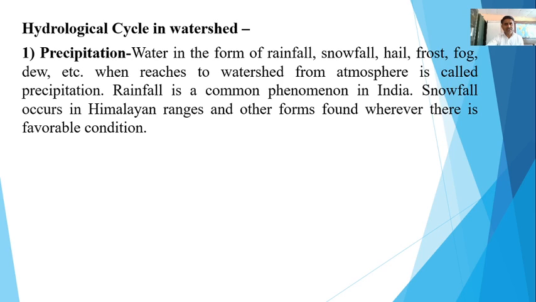First one is precipitation. As you know, precipitation is nothing but rainfall, snowfall, hail, frost, fog, dew, etc., when it reaches the watershed from the atmosphere, and it is a common phenomenon in India. Somewhere there is snowfall, somewhere rainfall, somewhere dew, somewhere fog, somewhere frost. But in India, snowfall occurs in the Himalayan ranges and other forms are found wherever there is a favorable condition.